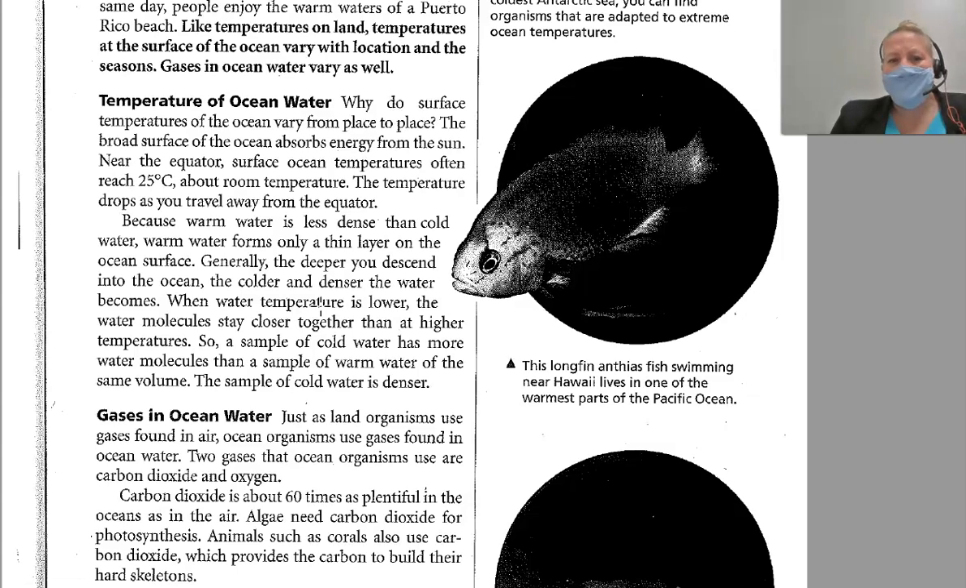Because warm water is less dense than cold water, warm water forms only a thin layer on the ocean surface. Generally, the deeper you descend into the ocean, the colder and denser the water becomes. When the water temperature is lower, the water molecules stay closer together than at higher temperatures. So as a sample of cold water has more water molecules than a sample of warm water of the same volume, the sample of cold water is denser.